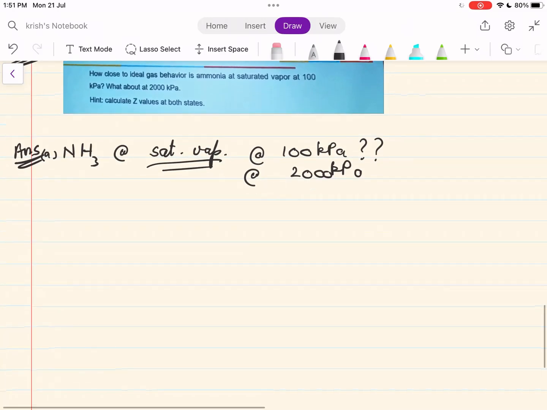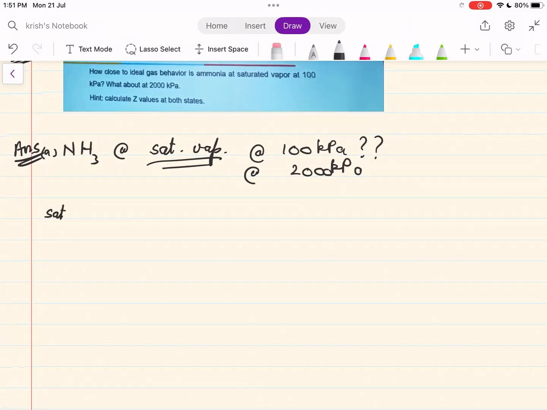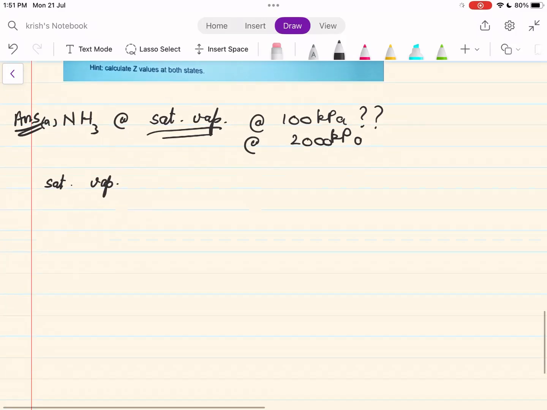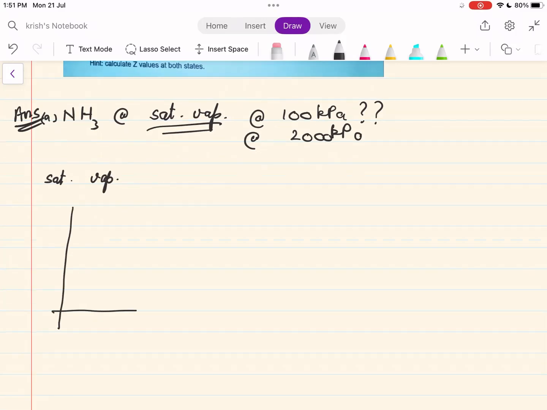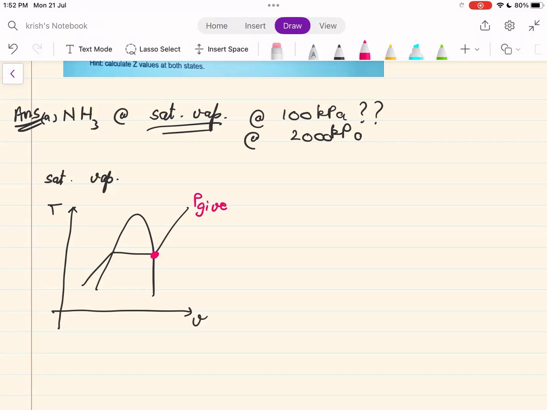Right. So for our part A, it is given at saturated vapor. So I want you to answer where on the TV graph is our ammonia. Our ammonia is at this point. This is our P given line, which is 100 kilopascal. And this is the saturated vapor point. Remember, this is Vg. And as this is a saturated line, the corresponding temperature must be Tsat.